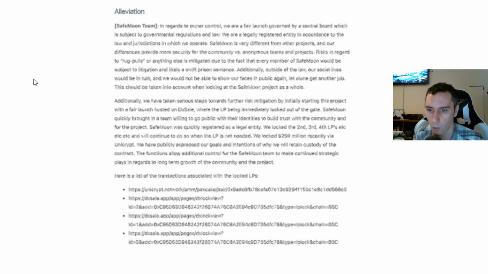Additionally, we have taken serious steps towards further risk mitigation by initially starting this project with a fair launch hosted on DX Sale, with the liquidity pool being immediately locked out of the gate. I was talking a little bit about this earlier. SafeMoon quickly brought in a team willing to go public with their identities to build trust with the community and for the project. SafeMoon was quickly registered as a legal entity. We locked the second, third, fourth liquidity pools, etc., and will continue to do so when the liquidity pool is not needed. We locked $250 million recently via Unicrypt. We have publicly expressed our goals and intentions of why we will retain custody of the contract. The functions allow additional control for the SafeMoon team to make continued strategic plays in regards to long-term growth of the community and the project. Here's a list of the transactions associated with the locked liquidity pools.